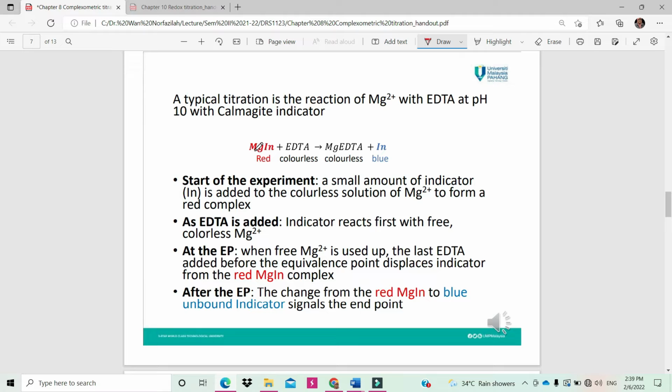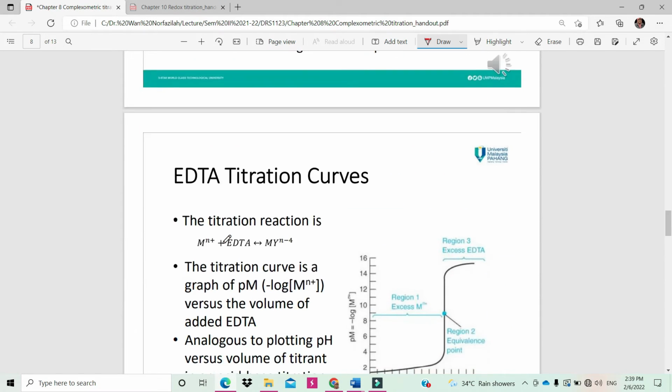But then when the magnesium reacts with EDTA, now the indicator will be alone. It will turn into blue. So this indicator is the calmagite. Right, and then these are the steps. Okay, what happened during the titration.